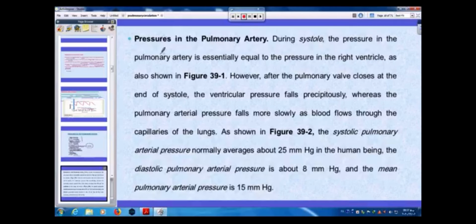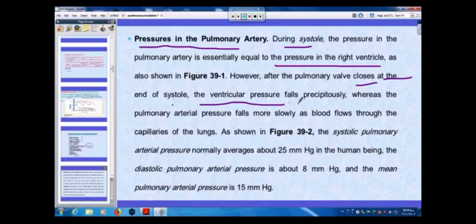Pressure in the pulmonary arteries: during systole, the pressure in the pulmonary artery is essentially equal to the pressure in the right ventricle, as also shown in the figure. You see that before in the figure. However, after the pulmonary valve closes at the end of systole, the ventricle pressure falls precipitously, whereas the pulmonary artery pressure falls more slowly as blood flows through the capillaries of the lungs.